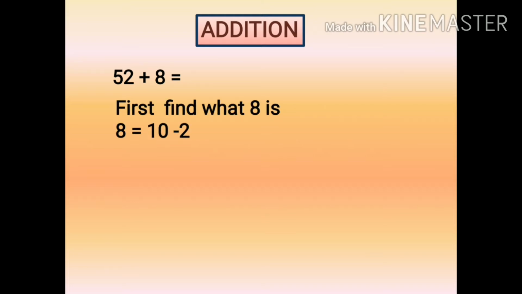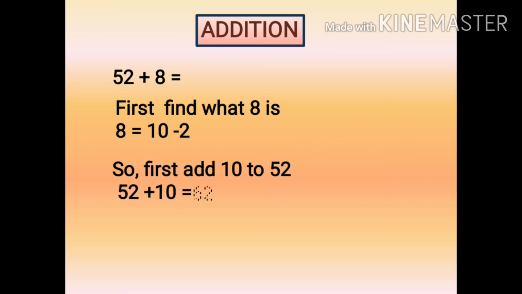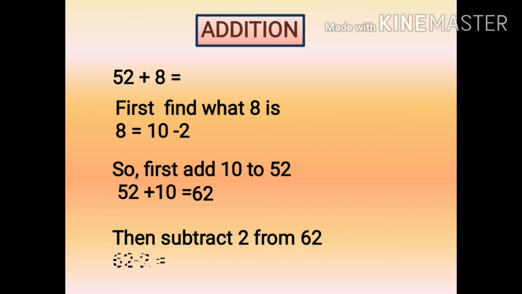Suppose we are going to add the number 52 with 8. 52 plus 8. So first let us find out what 8 is. We know that 8 is equal to 10 minus 2. So with the number 52, add the number 10. When you add 10 to 52, we get 62. Now, subtract 2 from 62. The answer you get is 60. So, 52 plus 8 is equal to 60. So, wasn't that easy, children?